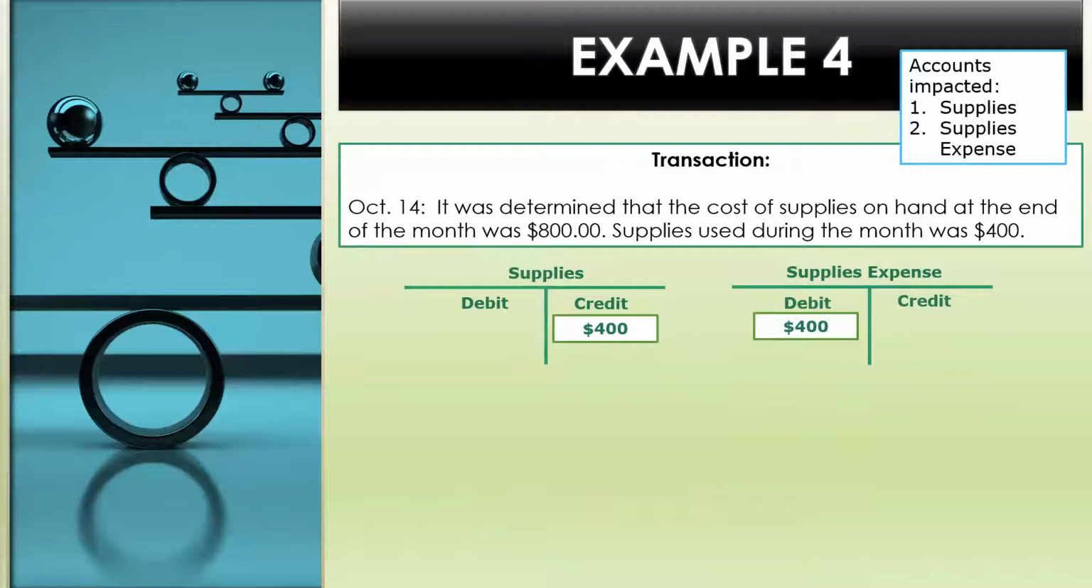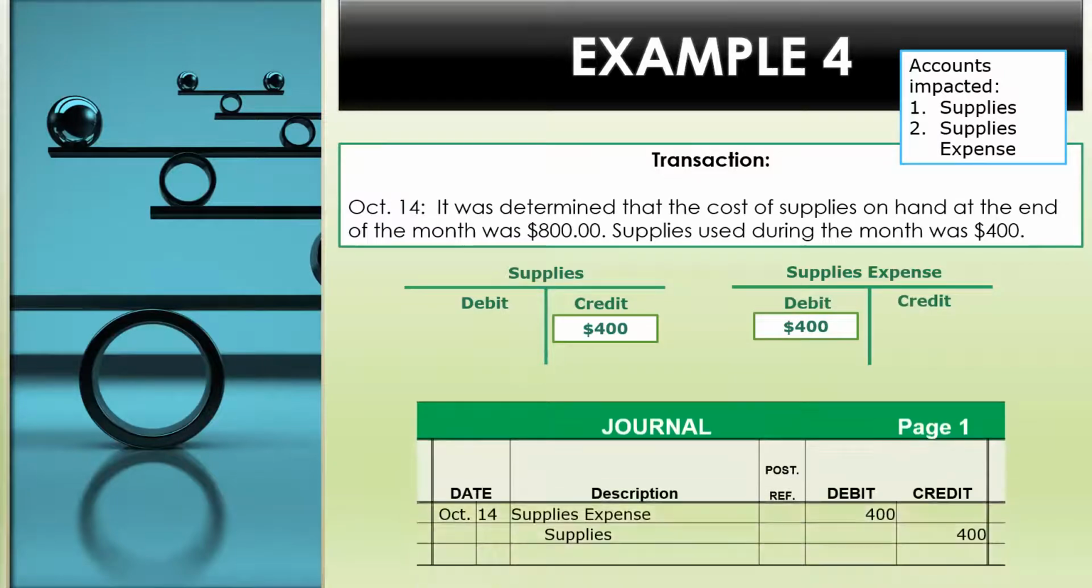Example 4, business transaction. On October 14th, it was determined that the cost of supplies on hand at the end of the month was $800. The supplies used during the month was $400. We're going to work with that $400 amount. This transaction impacts the supplies expense and the supplies account.